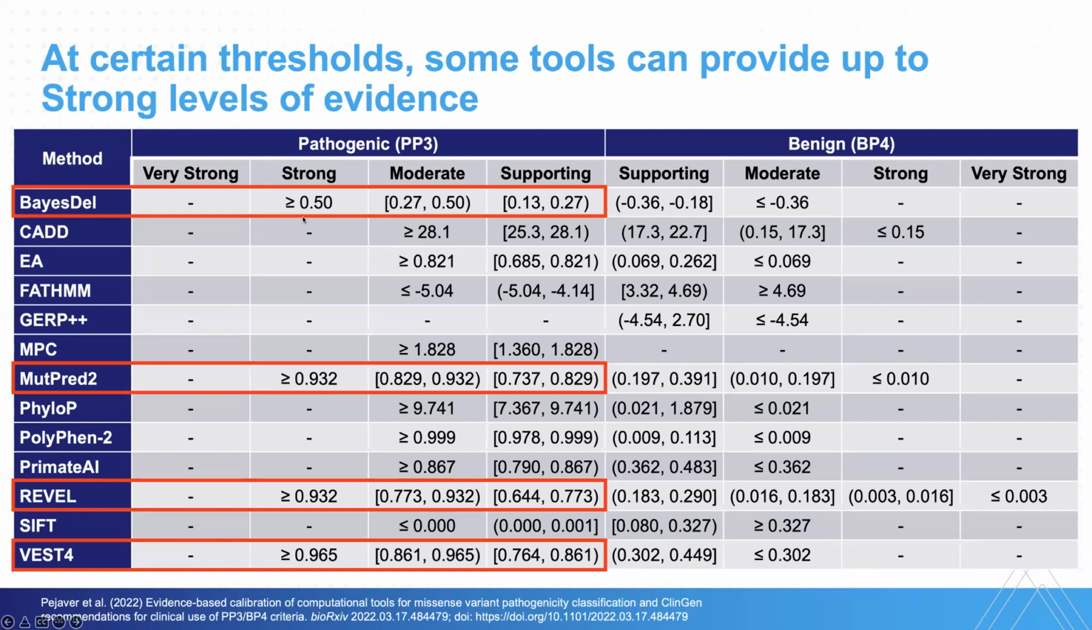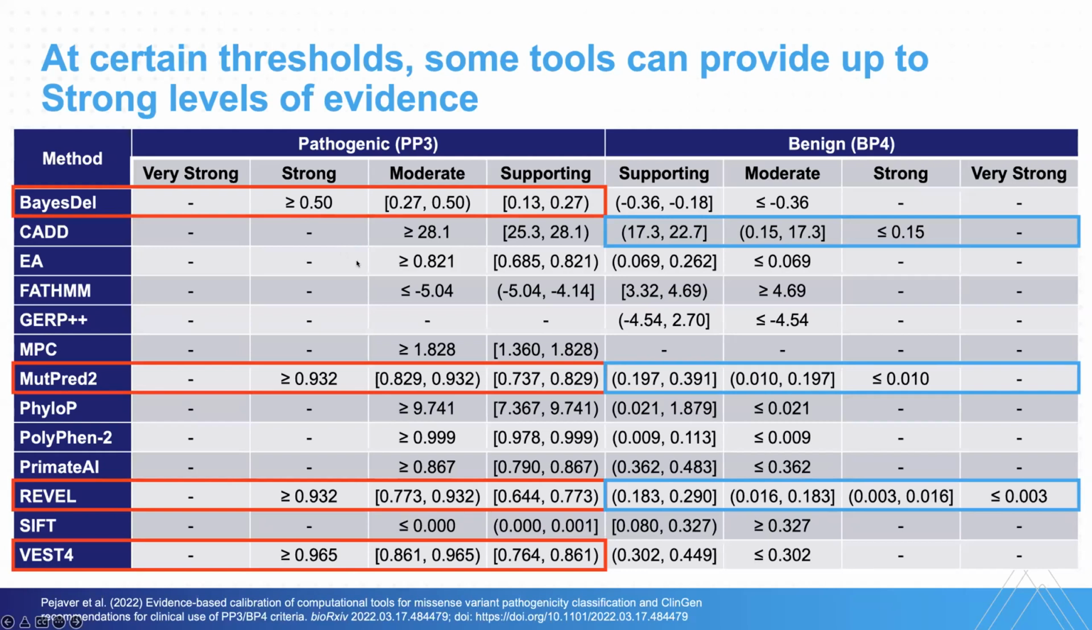Just to walk you through this, for the moderate, I'm basically presenting intervals here, right? In this case, if you're at least 0.5, BaseDel can give you strong evidence for a variant. But if you're less than 0.5 and at least 0.27, that's moderate, and so on and so forth.